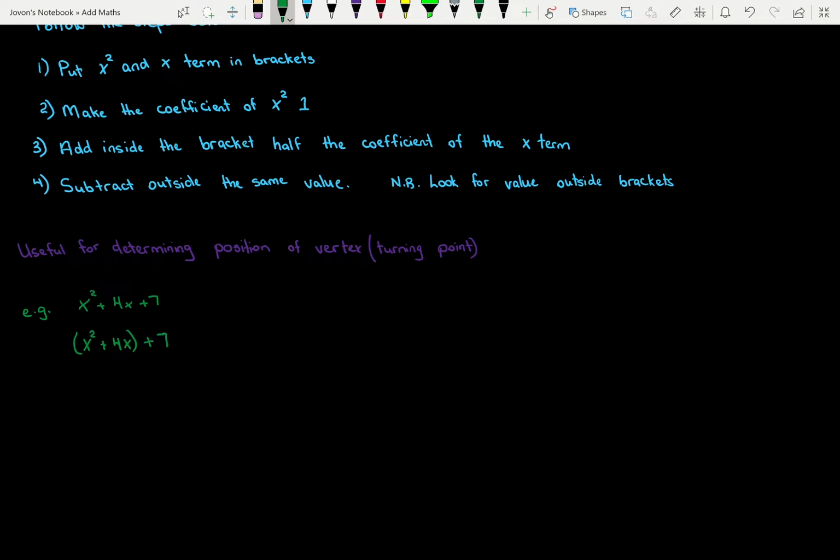The next step is to make the coefficient of x squared 1, okay? But as you can see here, the coefficient of x squared is already 1, so that step is already done for us, okay? Then we need to add inside the bracket half the coefficient of the x term. So this here is the coefficient of the x term, okay? So what we're doing is we add in half of that, and then we square it, okay? So this is what we do.